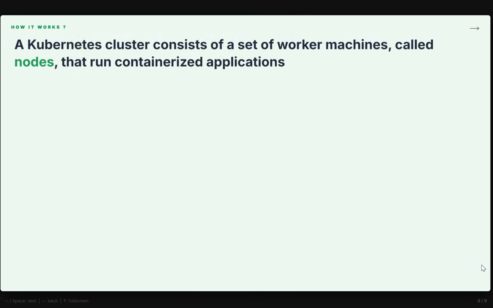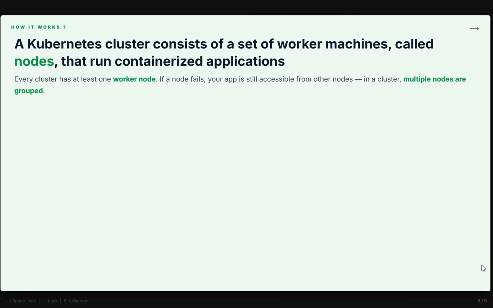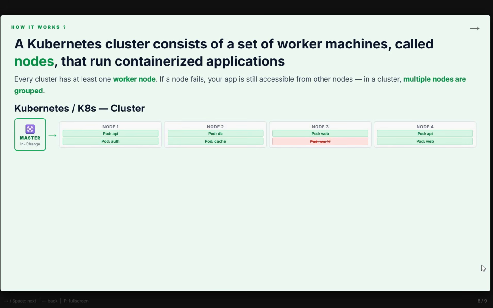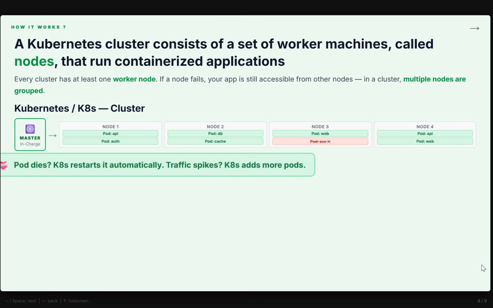A Kubernetes cluster consists of worker machines called nodes, and that runs containerized apps. Every cluster has at least one worker node, and multiple nodes are grouped. If one fails, your app still stays up. The master node is in charge, and it's the control plane. There are worker nodes, and the pods run on them, which hold your actual containers.